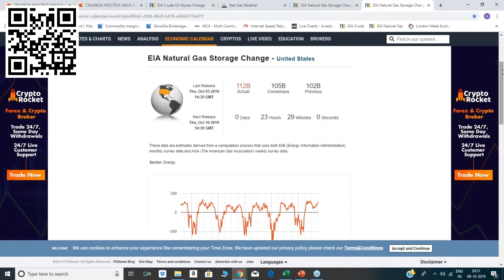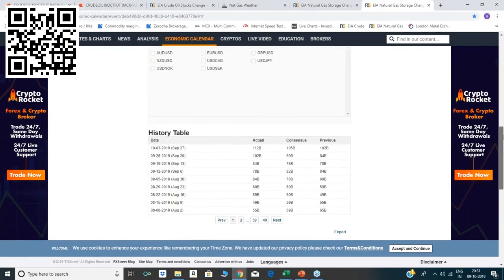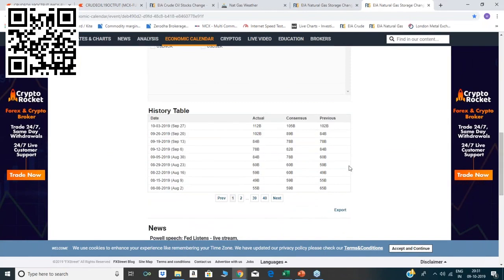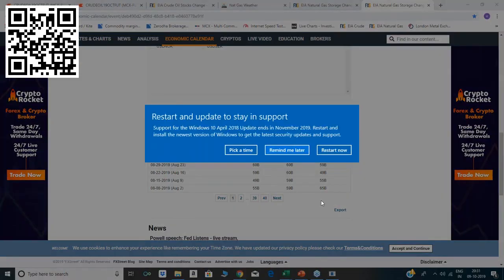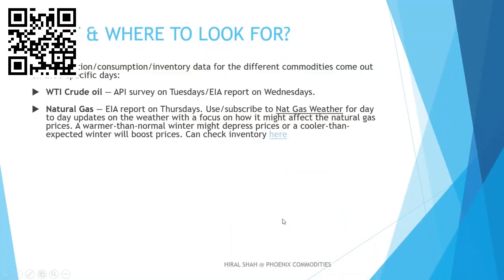As you were asking me about back testing, see here also the complete data for natural gas is given, and you can just back test it and go through it. Every commodity behaves the same way as crude behaves. Every day at this time it is coming. Got it? Natural gas, any confusion? Don't worry about the link, I'll provide the link to you people. Okay, so shall I go to the next topic?